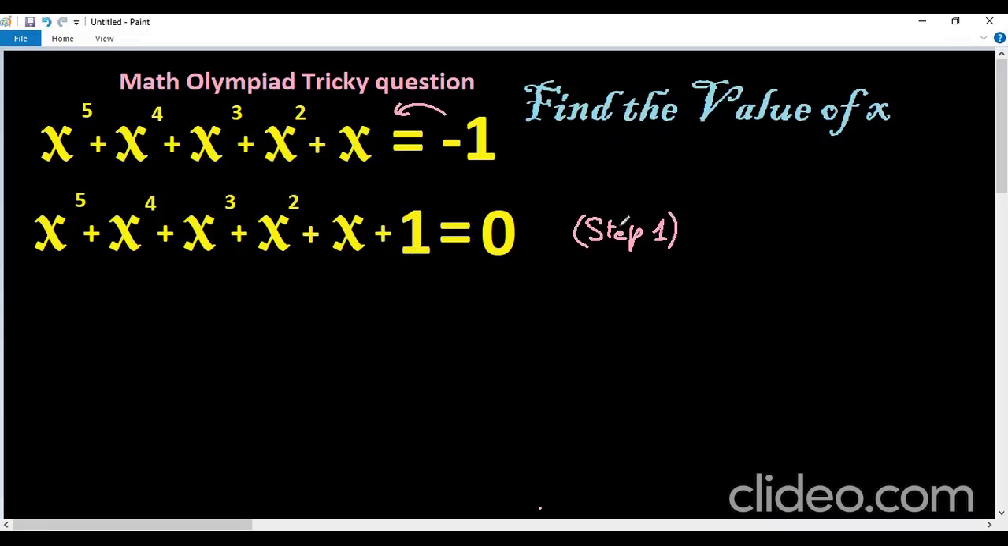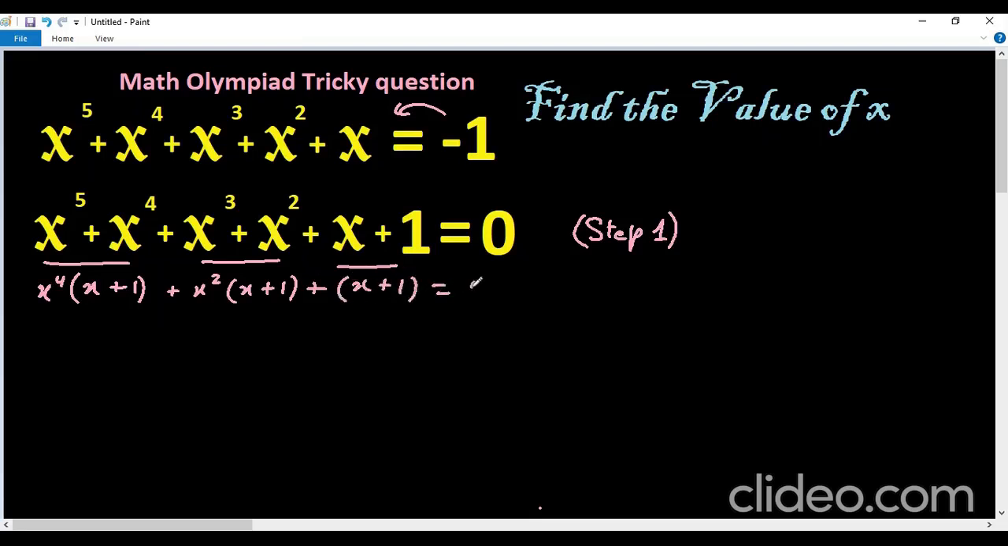This is step one. In this question, I see six expressions, and out of the six I have divided them into three different parts. I can see x power 4 is common in the first two, so I will write x plus 1. In the second one, x square is common and gives us x plus 1, and this third one is already x plus 1, so I will not do anything with it.